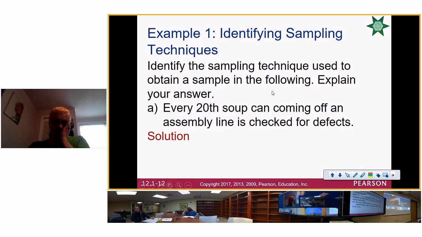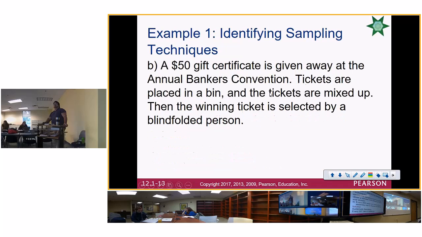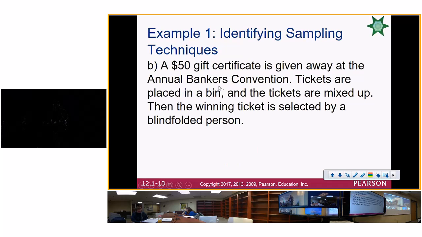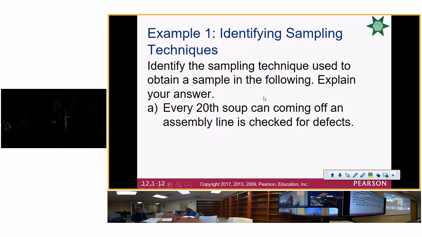Okay, I'm not going to go through this because y'all should be able to. We'll go through those in the homework. Well, we can go through one or two. All right, here's one. Identify the sampling technique. Every 20th. When you see the word every, and then it has a number, that's systematic. Every yawn means boredom, right?